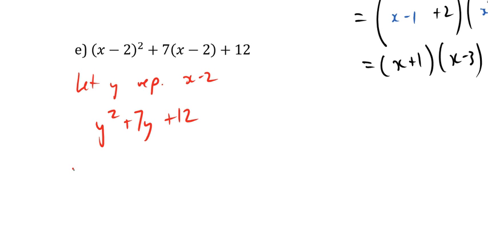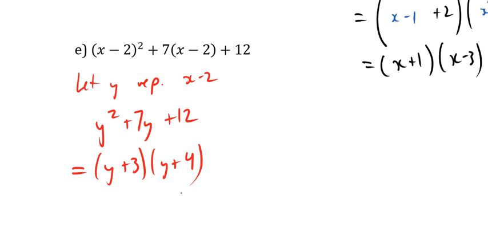Rachel, do you know what it is? Two numbers that add to 7 and multiply to 12? What? Yes, you do. Give me a break. Rip and Preet? Y plus 3 and y plus 4, 3 and 4. 3 times 4 is 12. 3 plus 4 is 7.